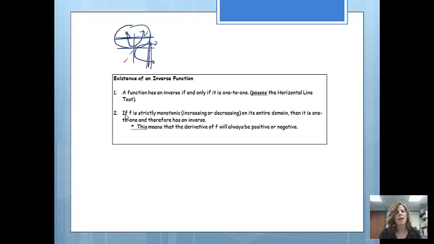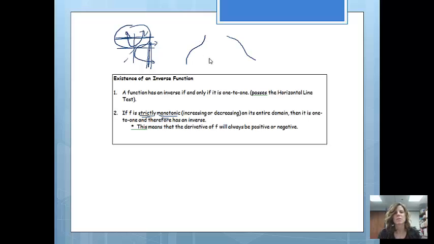The second thing is f will be strictly monotonic. You guys are going to feel really cool that you get to use these big strictly monotonic terms now. Basically what that means is it's always increasing or always decreasing on its entire domain. Then it is 1-to-1 and therefore has an inverse, because if a function is always going up or always going down, then it will always pass the horizontal line test.